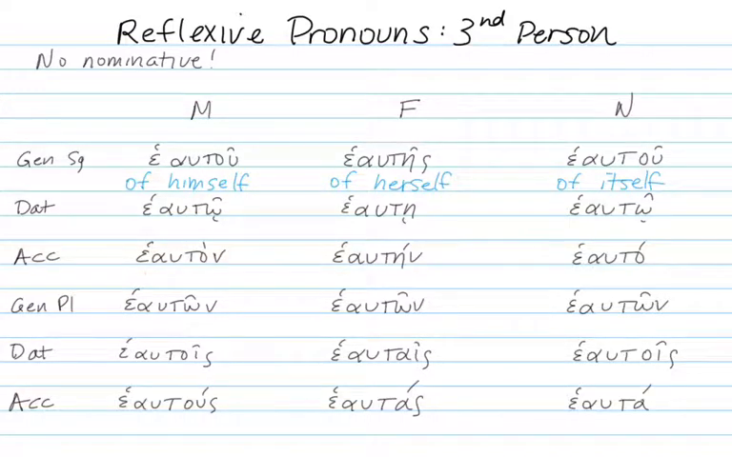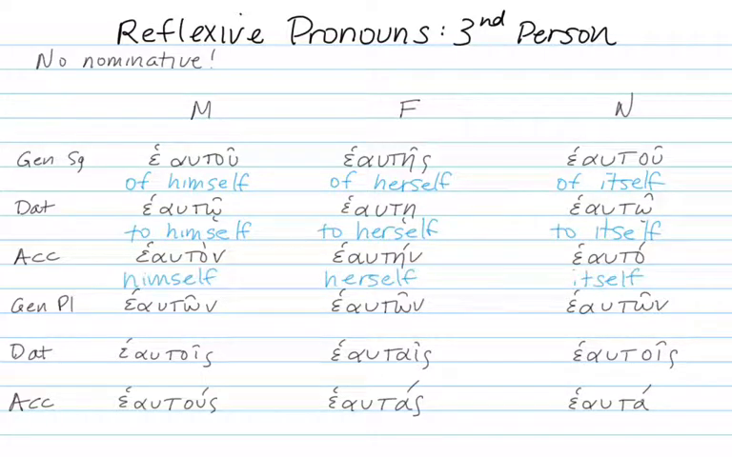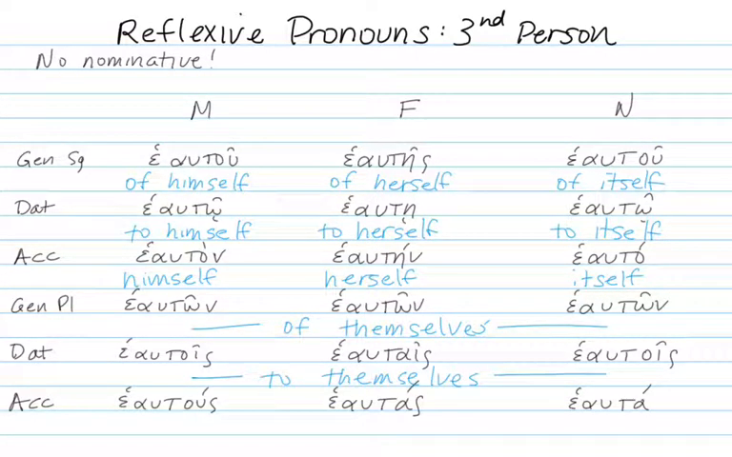Neuter, of itself. Dative, to himself, herself, itself. Accusative, himself, herself, itself. And then in the plural in English, we do not distinguish between masculine, feminine, and neuter. So all of these will be of themselves for the genitive, to themselves for the dative, or themselves for the accusative.